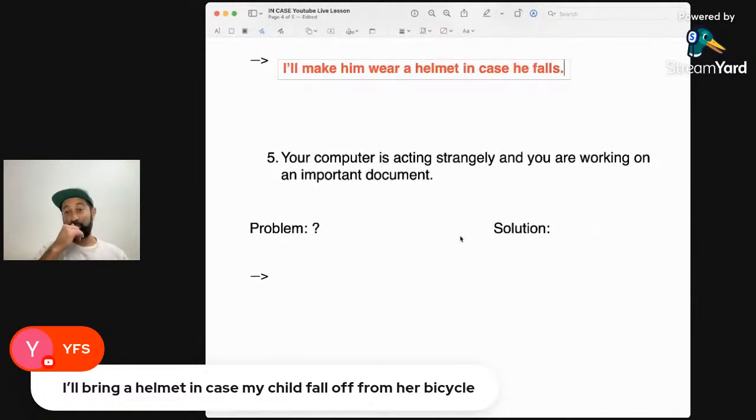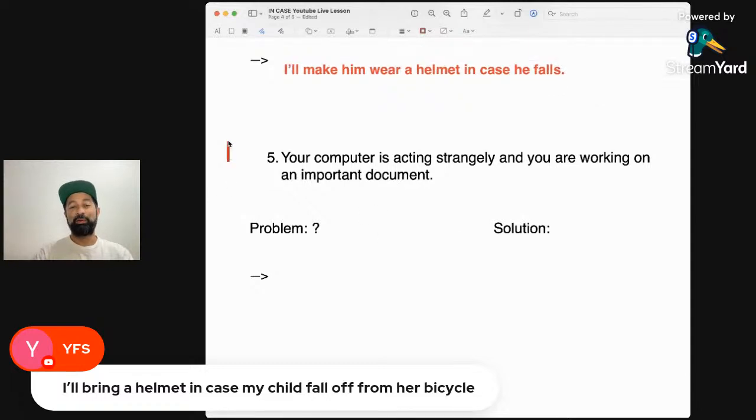Number 5, I think this is one that everybody can relate to. All right. The situation. Your computer is acting strangely. So your computer is not behaving properly. It's a little bit strange. It's weird. And you're working on a very important document. So your computer is being all weird. It's acting strange. Maybe it's making some noises or it's flashing some things. And unfortunately, you're also working on an important document.